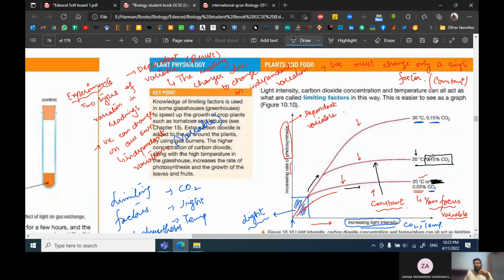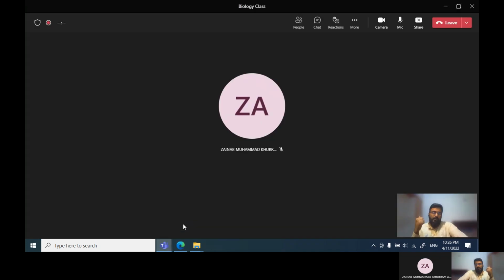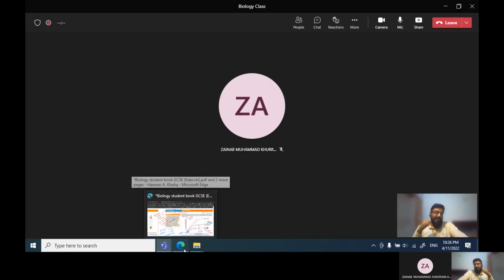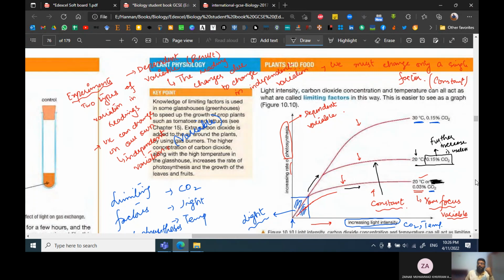Now, what would you do? You are going to see that if you further increase the amount of carbon dioxide, the rate of reaction does not exceed this level. Further increase is useless. Why? Because you are providing a sufficient amount of carbon dioxide, but you are not giving the optimum temperature. So let's move further.